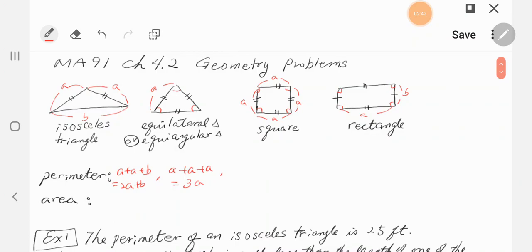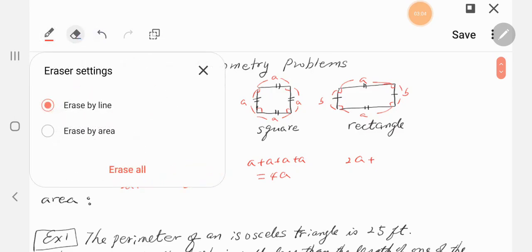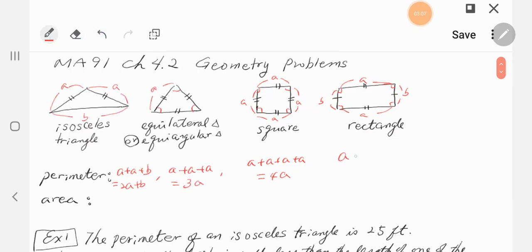How about the square? There are four sides of the same length, so it will be 4A. How about the rectangle? The opposite sides have equal length. So A plus A, and the width is B and another B. So this is equal to 2A plus 2B. Two times the length plus two times the width.